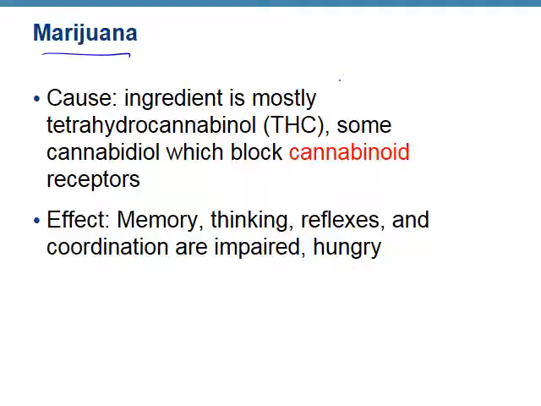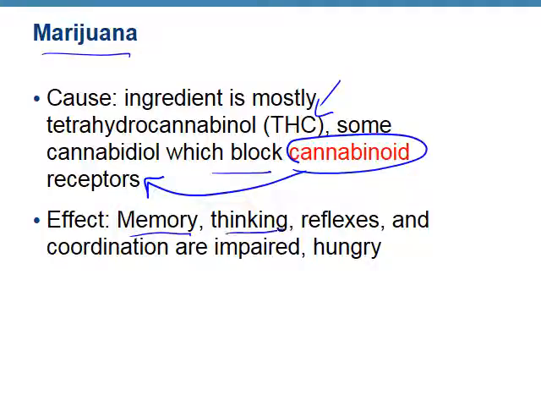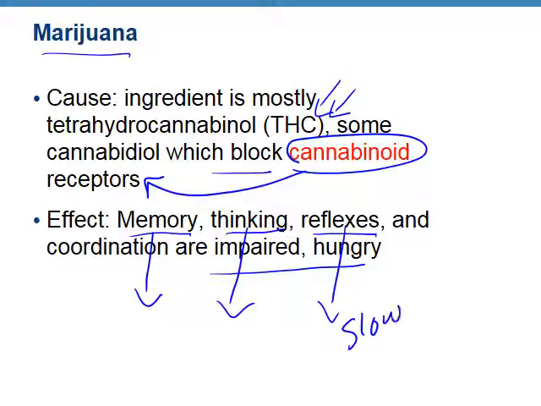So marijuana has THC in it, and this blocks our cannabinoid receptors. Well, we said cannabinoids normally regulate our memory and our thinking and our reflexes. Well, if THC blocks that, then you're going to have impaired coordination, right? So you don't have a memory, short-term memory is gone. You can't think really well. Your reflexes are slowed down. You might be really hungry because it has something to do with food behavior, right?